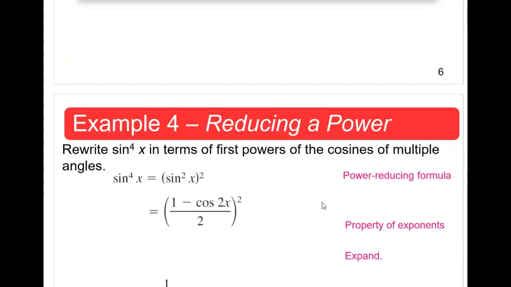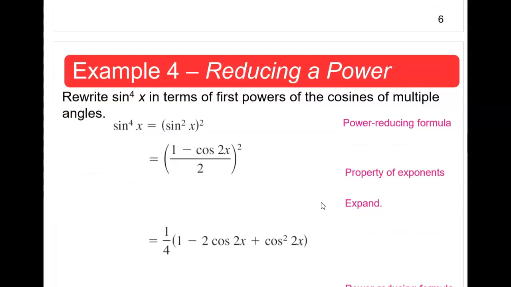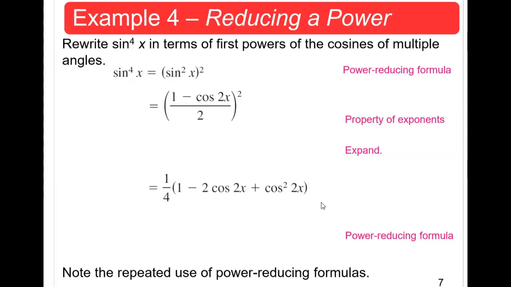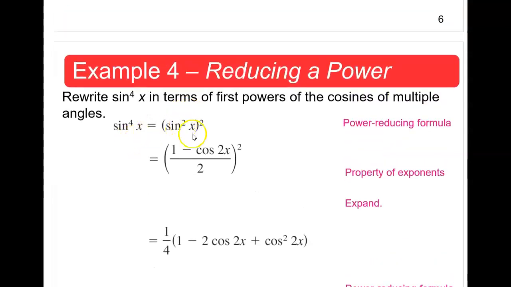Okay, so with the next example, example 4, we're going to use the power reducing formula. And the interesting thing of this problem is that we start with something to the power 4. So we're actually going to need the power reducing formula, and we're going to apply it twice. So as you can see here, we are factoring sine to the 4th power of x as sine square x to the power 2.